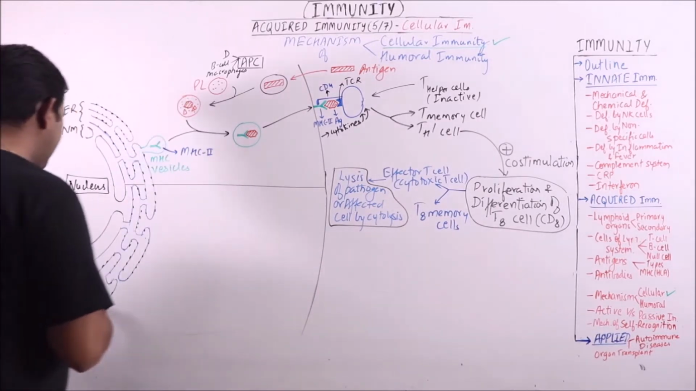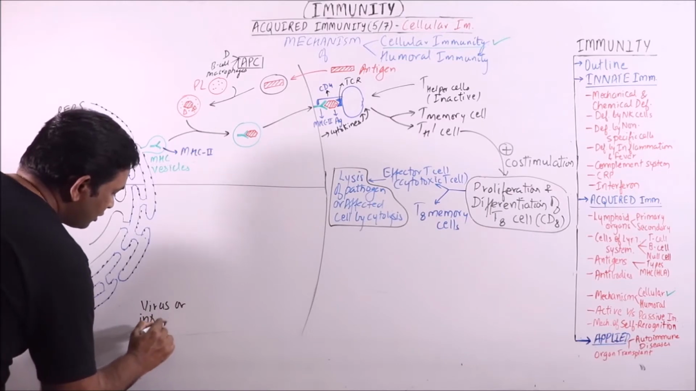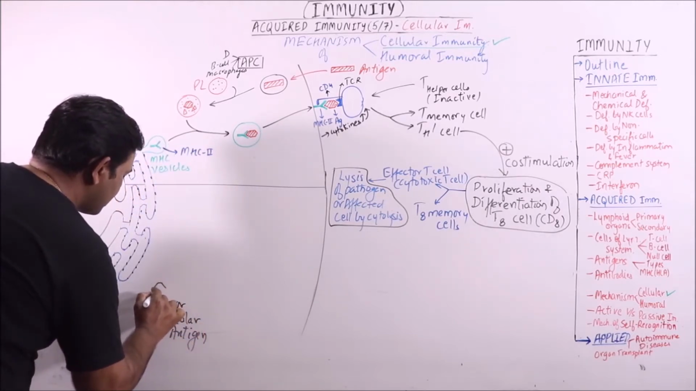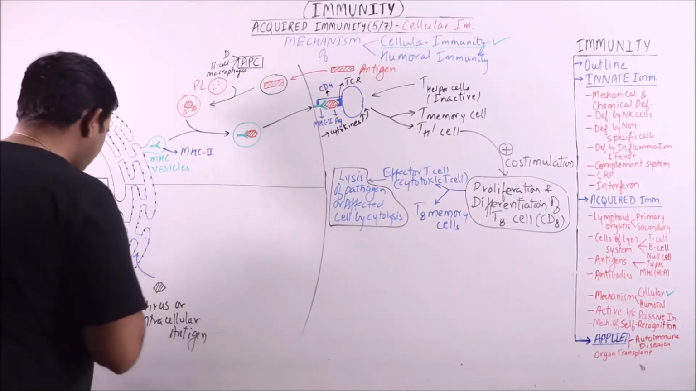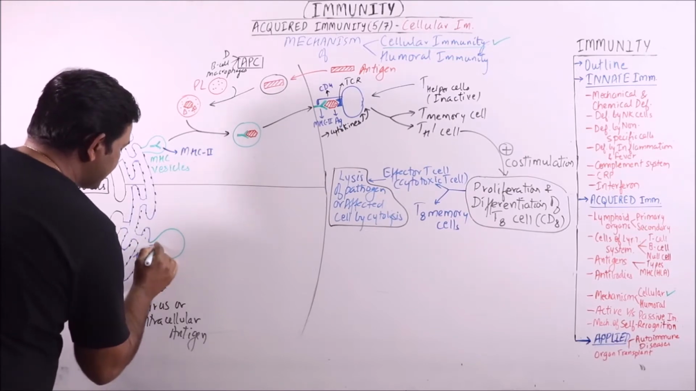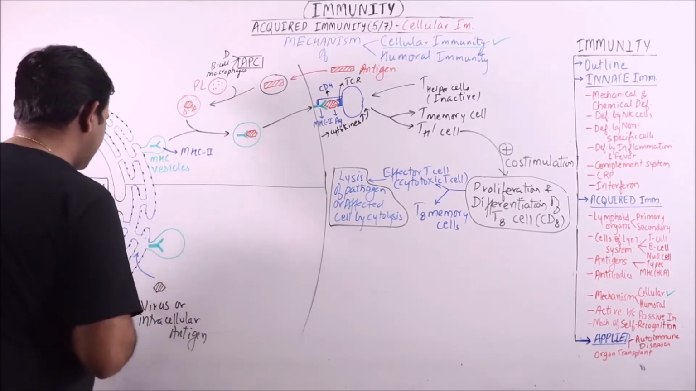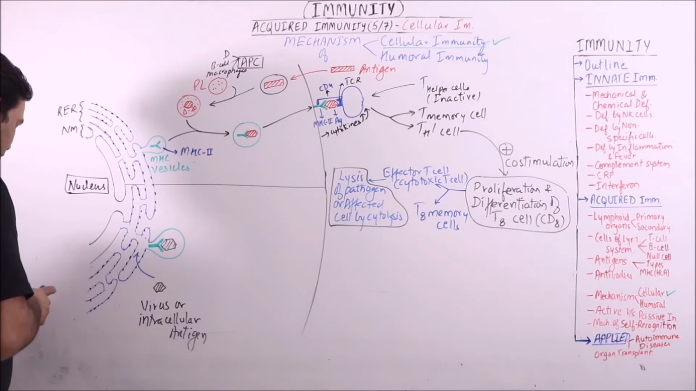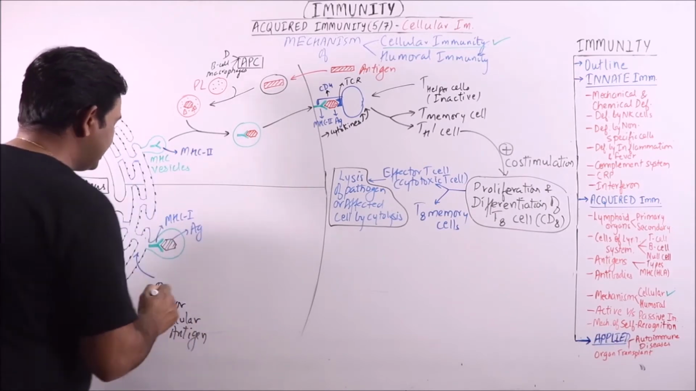There is another mechanism involved in cell mediated immunity, that is any virus or intracellular antigen. Let it be virus or intracellular antigen, it will be processed by the RER and will be released in the MHC vesicle, but now with MHC class 1 protein or molecule. So this is MHC1 and this is antigen.